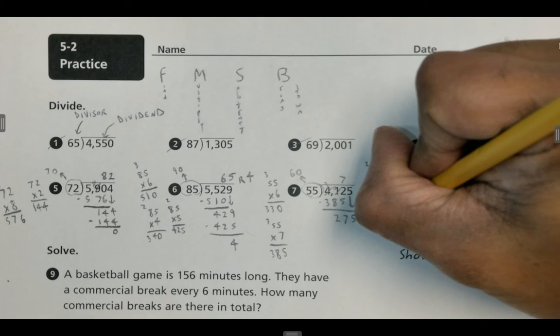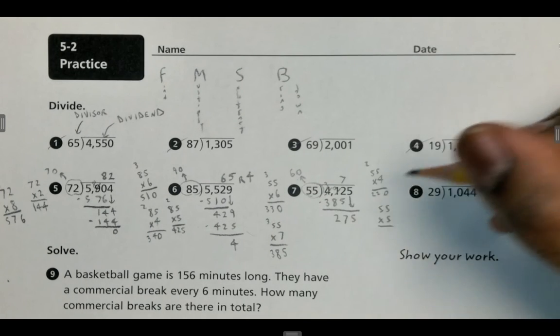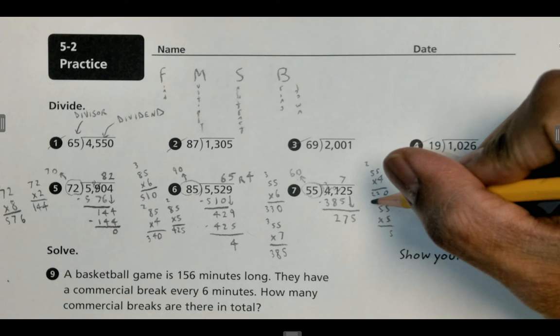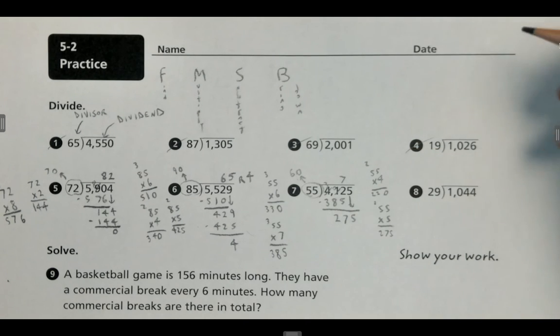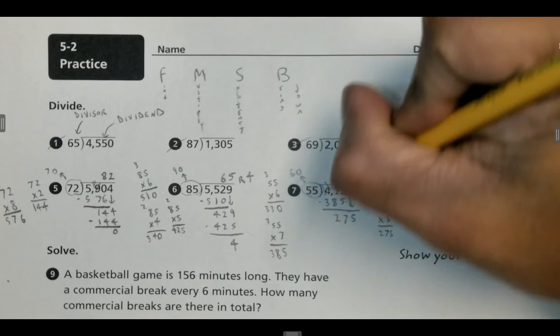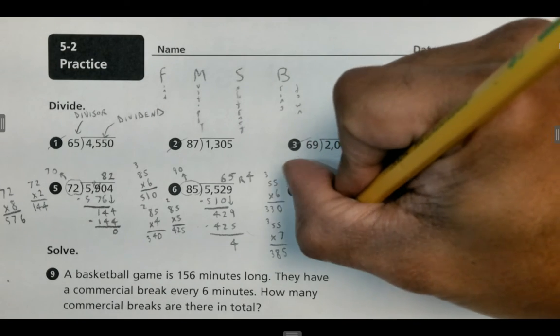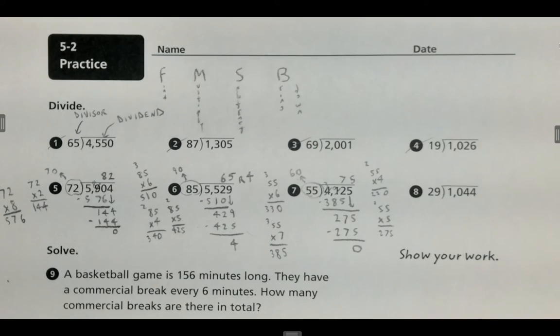Let's try 5. 55 times 5. 5 times 5 is 25. 5 times 5 is 25 plus a 2. What do you know? Right on the dot. It is 275. And in this case, there's nothing left over, no remainder.